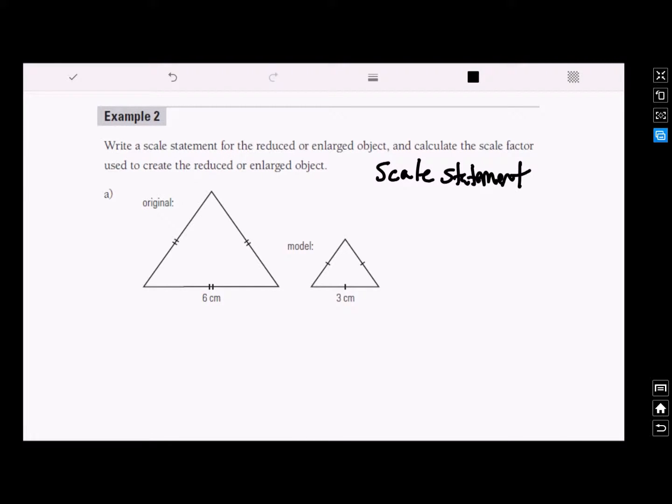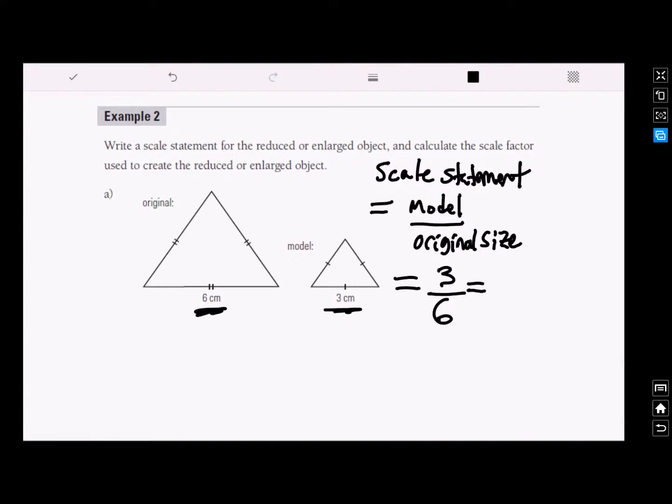Sorry. So, scale statement, one easy way to do this is to always write it as the model size divided by the original size. Okay, that's one way to write the scale statement. In this case, the model size is 3 centimeters, the original size is 6, so our scale statement will be 3 over 6. If we reduce this, it reduces to 1 over 2. So the model to original, in ratio form, will be 1 to 2.